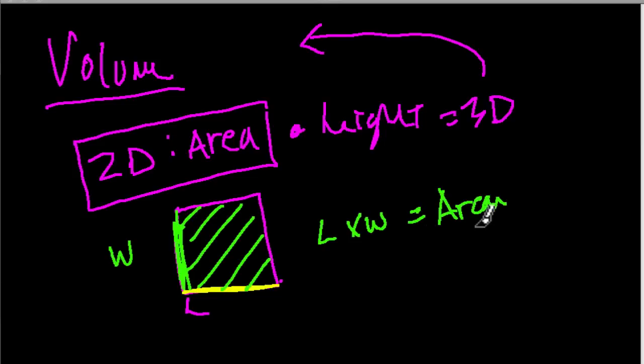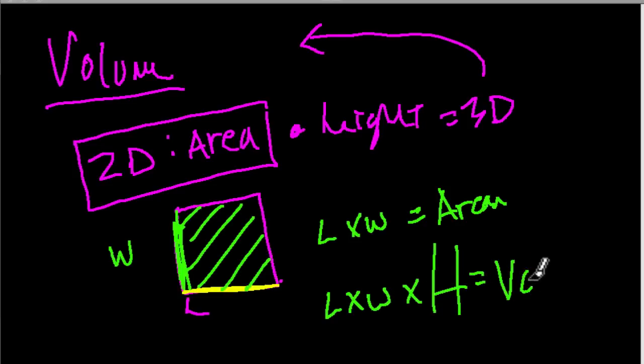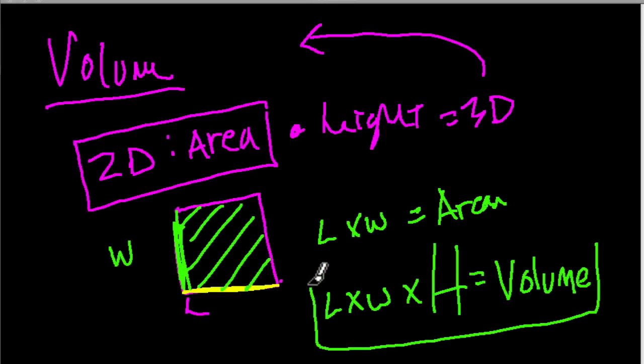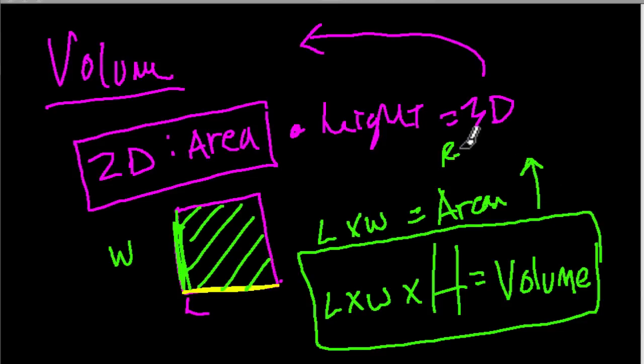And then I think many of us have started to realize that if you take that and you multiply it by a third dimension, height, you get volume. And I'll show you what I mean by that in a moment. But length by width by height is the volume of not just a rectangle, but a rectangular prism. So a rectangular prism, all you have to do is multiply the three dimensions.